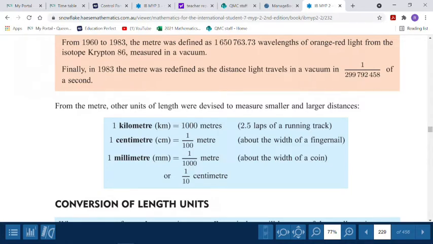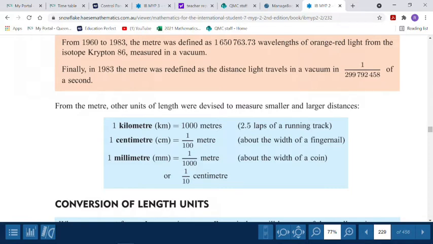Kilo, you've heard of kilometer before, right? If you're driving, you usually see the next town is so many kilometers away. Well, a kilo means 1,000. So a kilometer is 1,000 meters. So a very big unit. They would be used for measuring distances or the height of very tall buildings, something like that. Well, probably not kilometers, but for very long distances, yeah?